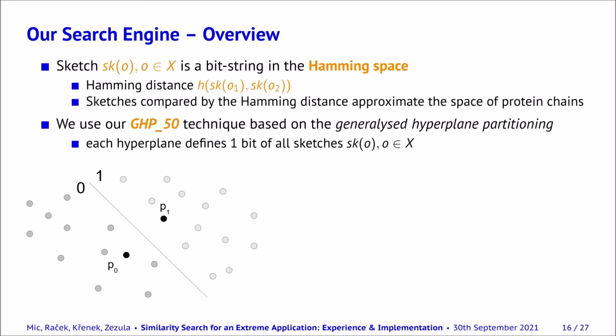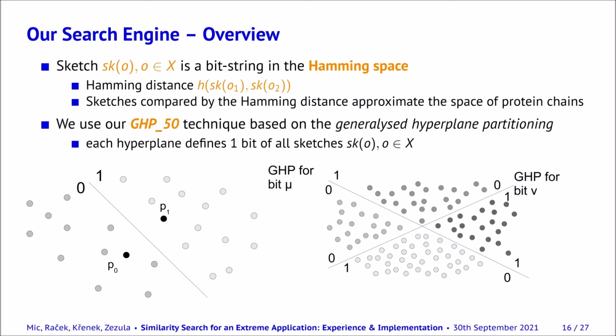Considering all protein chains, here depicted by particular circles, we use a pair of pivots to split all the chains into two parts according to the closer pivot. This partitioning defines the value in the first bit of sketches of all protein chains. Then we consider another pivot pair to define another generalized hyperplane partitioning, and it defines the second bit of all sketches. Then so on and so on.